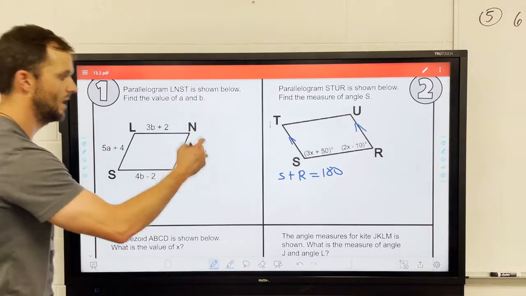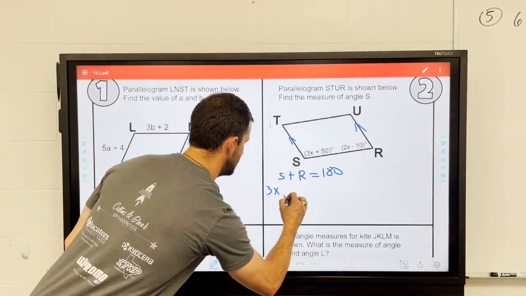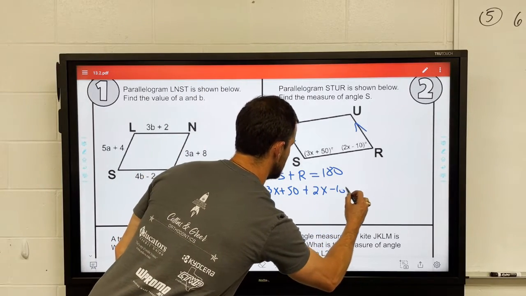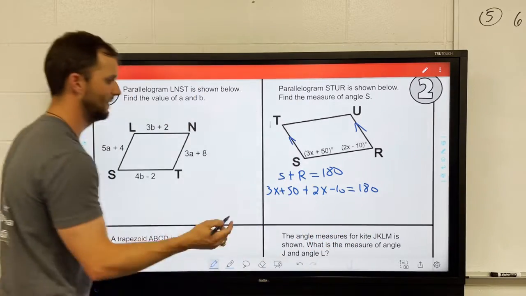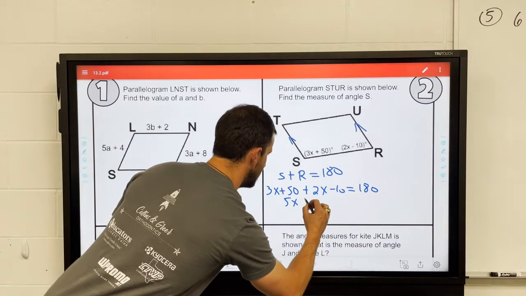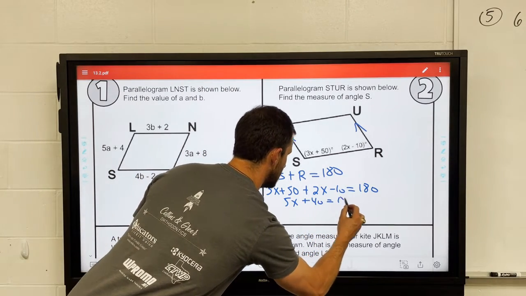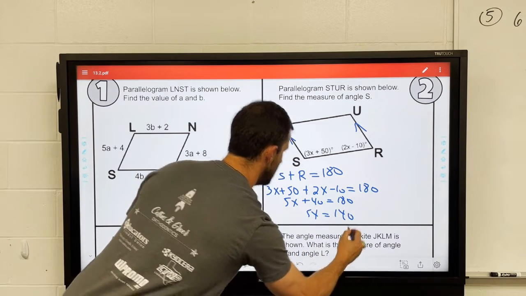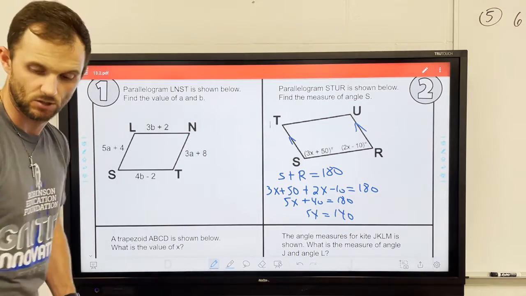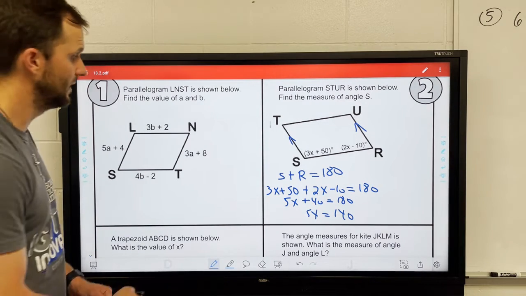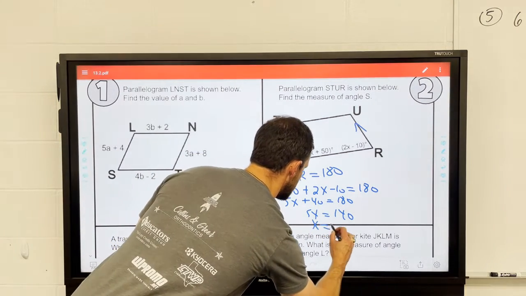Right now S is going to be 3x plus 50. R is going to be 2x minus 10. I'm going to combine like terms, so 3 and 2 give me 5, and 50 and negative 10 give you 40. I'm going to subtract 40, which gives me 140, and then divide by 5. So 140 divided by 5 is going to give me 28. So X is equal to 28.